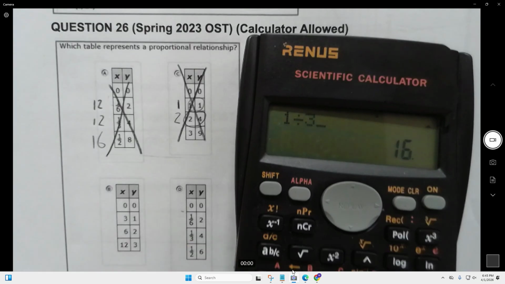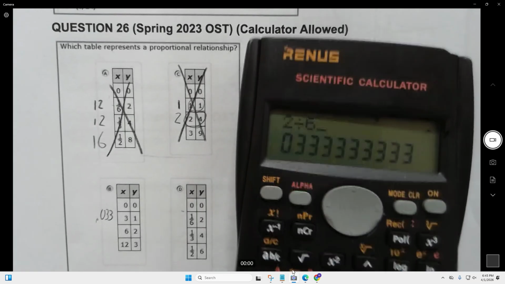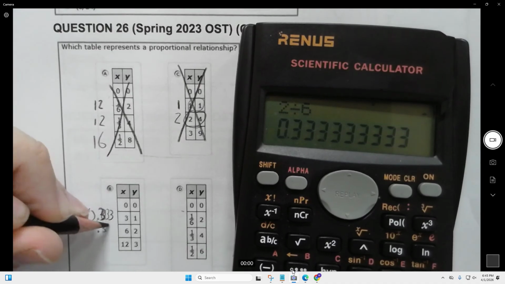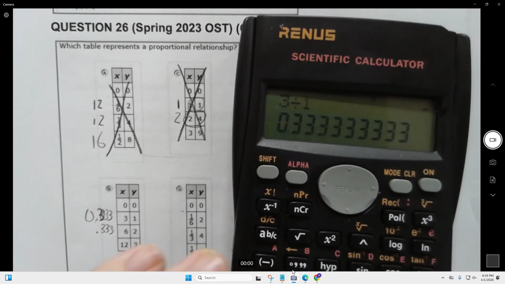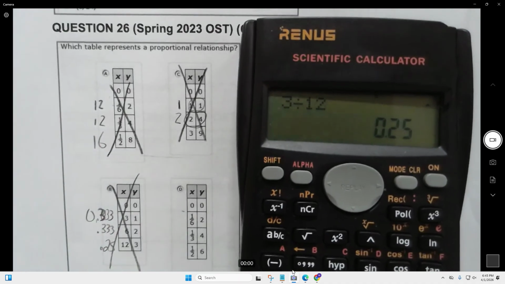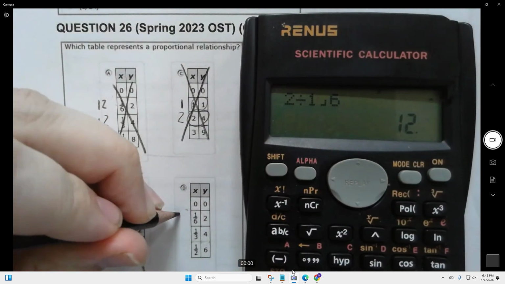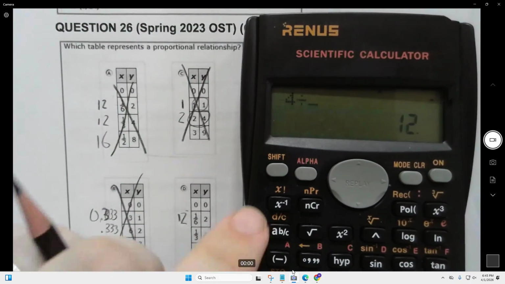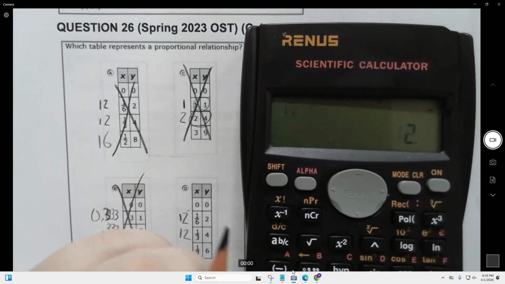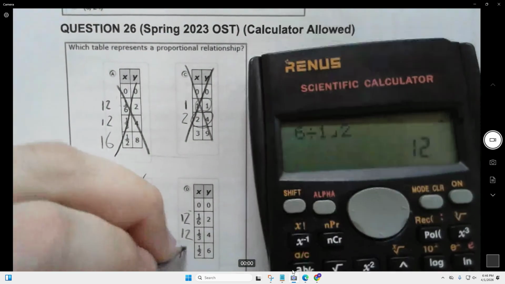Let's go to C. 1 divided by 3, 0.333. 2 divided by 6, 0.333. 3 divided by 12 is not 0.25. So now we know it's D, but let's double check, because you never know. You could have made a mistake. 2 divided by 1/6 is 12. 4 divided by 1/3, also 12. 6 divided by 1/2, also 12. D.